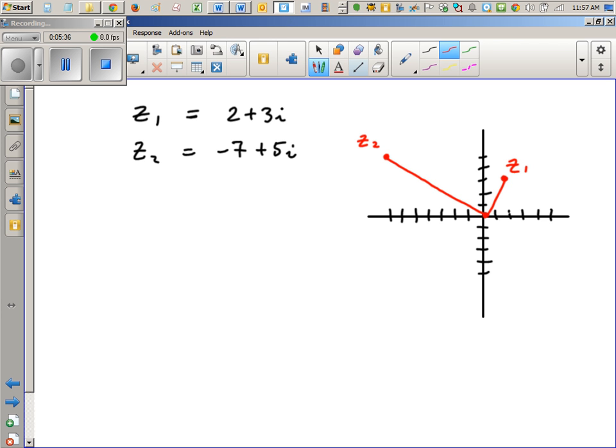Now I'd like you to find their sum. So I'd like you to add these numbers together. So I didn't even teach you how to do that. Your Algebra 2 teacher did. So add these two together. Find the sum z1 plus z2.